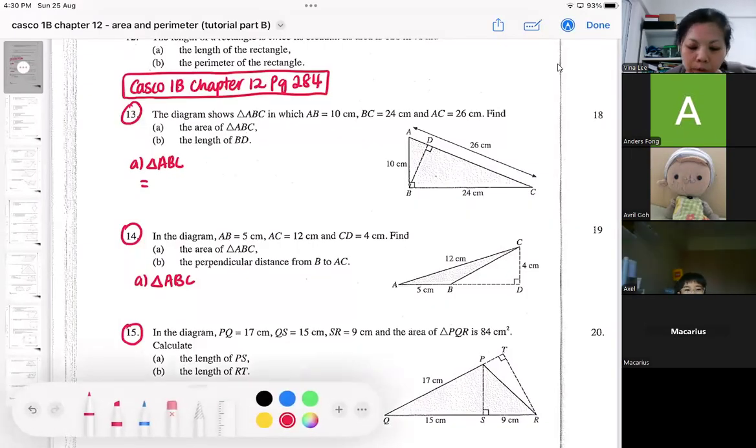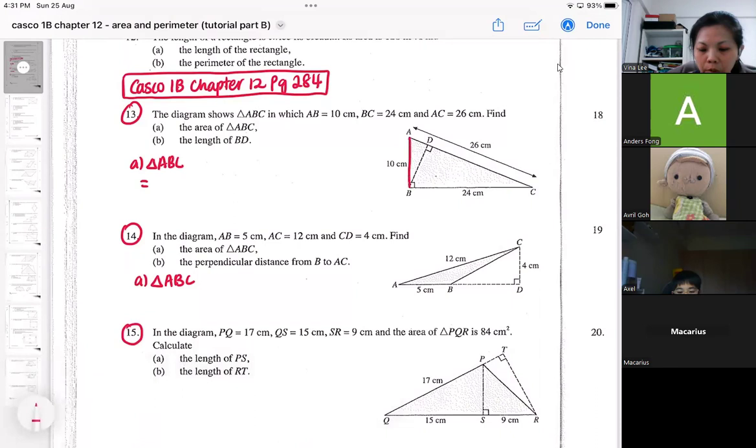Okay, if you look at question 13, most of you have no issue with it. Most of you will know that these two lines are perpendicular, so you should have chosen 10 and 24 as the base and height, and it should give you 120 as the area. Don't forget your units, and please label your A, B, C. Can you go on to the polygon part, the angles also?